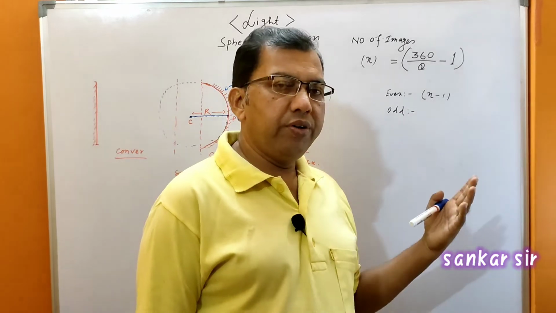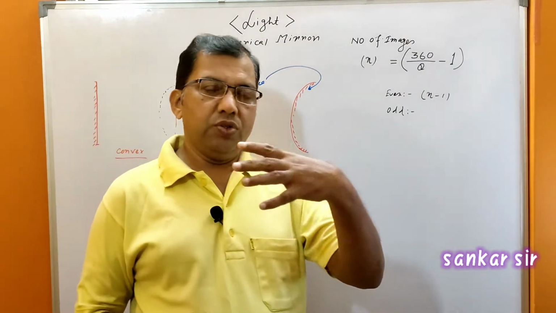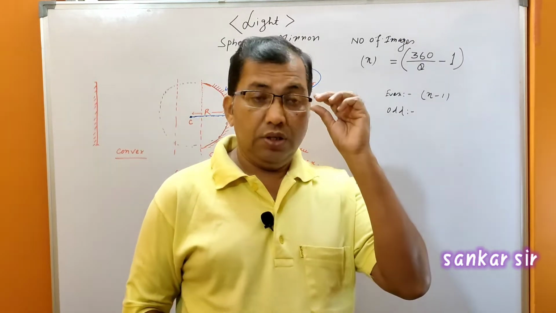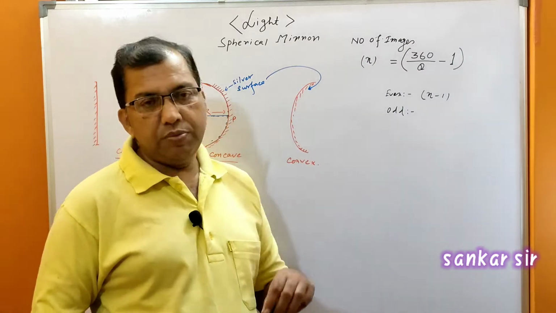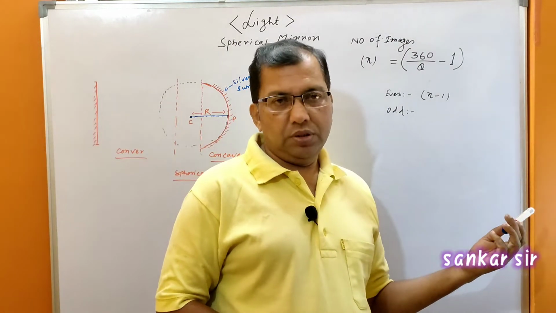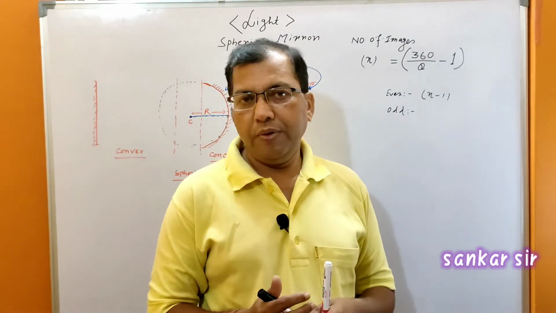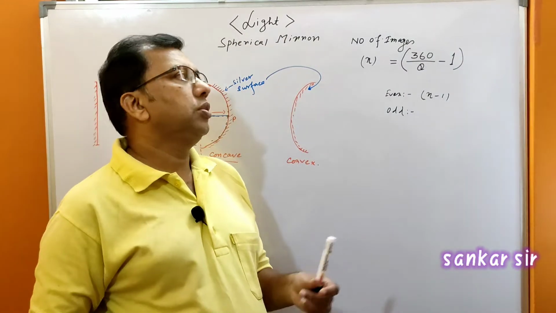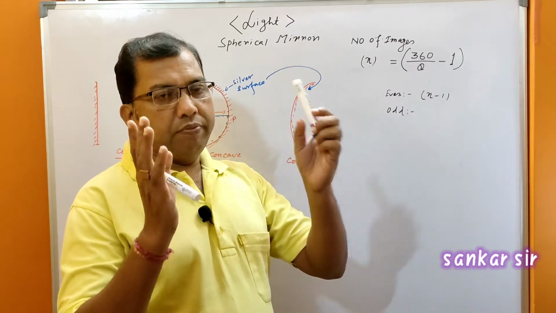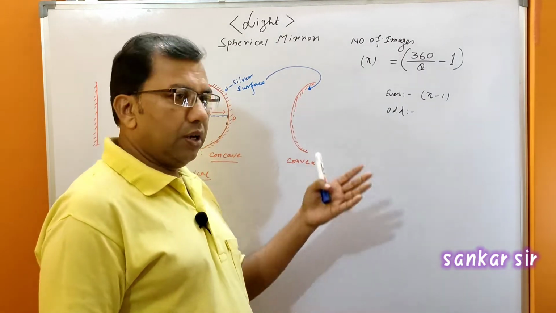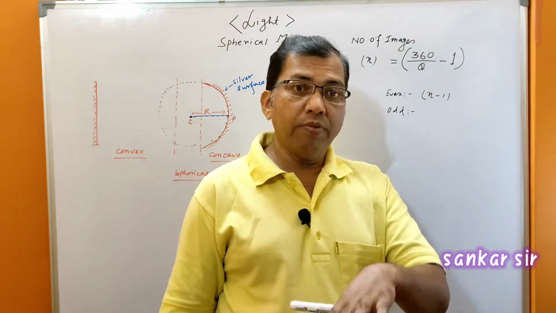In the previous part of the video I discussed so many things: the real image, the virtual image, and the difference between real and virtual images. Real means inverted, virtual means direct. A real image can be caught on the screen, a virtual image cannot. I have already told this difference. And also the number of images formed when mirrors are placed at different angles, say parallel, 90 degrees, 45 degrees, whatever the angle may be.